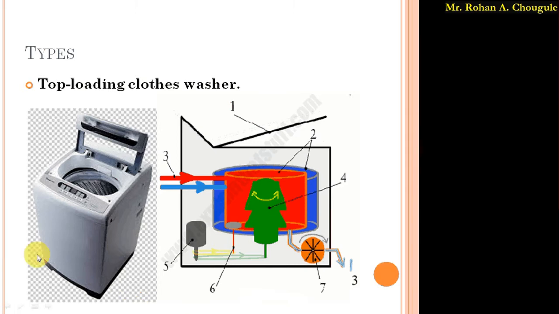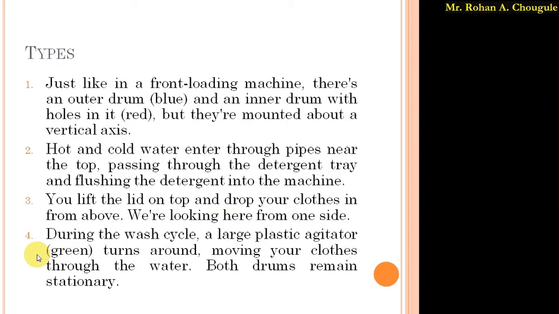So that allows detergent to get inside this inner drum. Okay, so simple, the hot and cold water enter through the pipes near the top, passing through the detergent tray. So this hot and cold water is passed through the detergent tray, and it allows that detergent to get inside this inner drum.